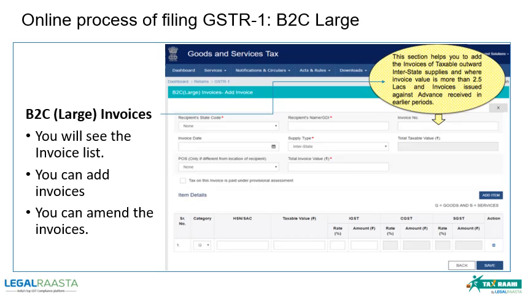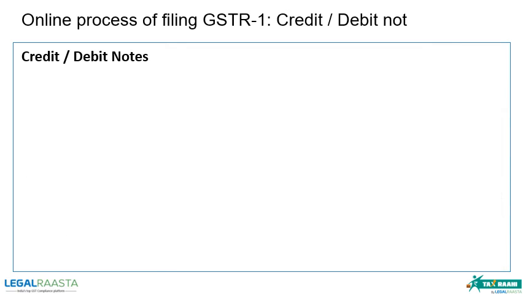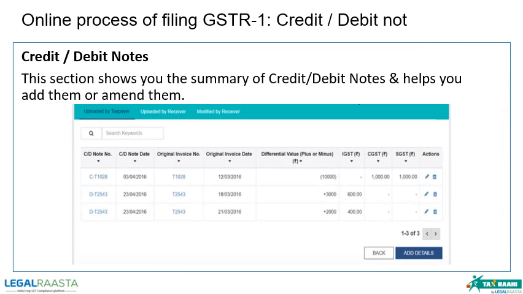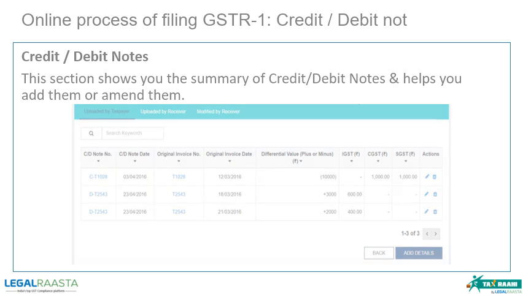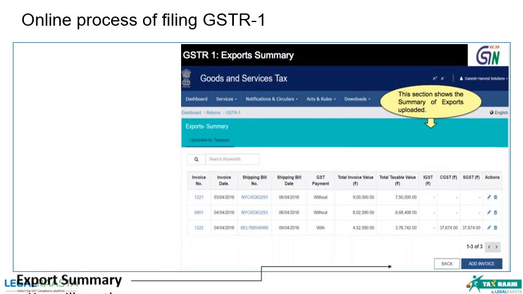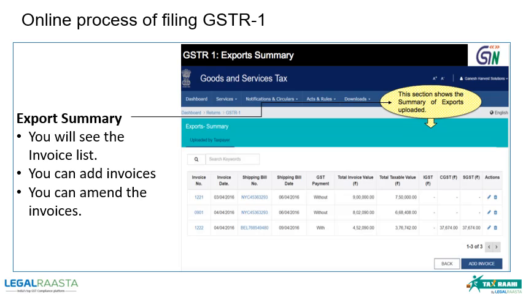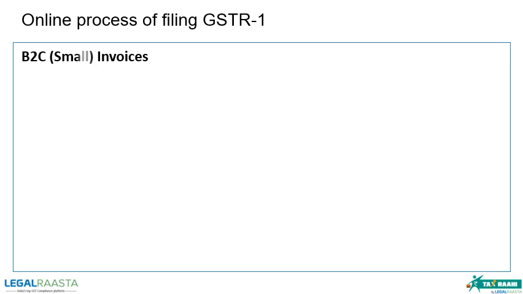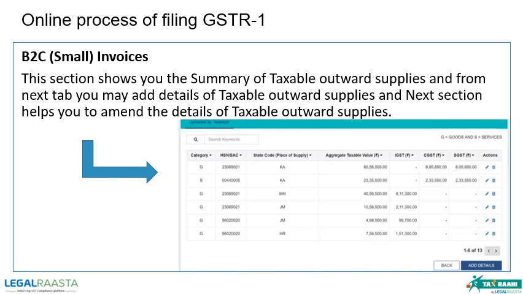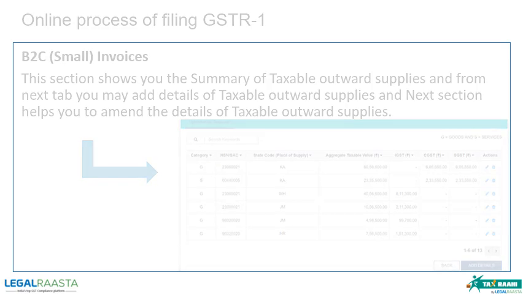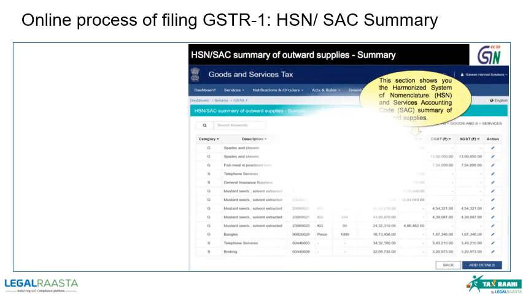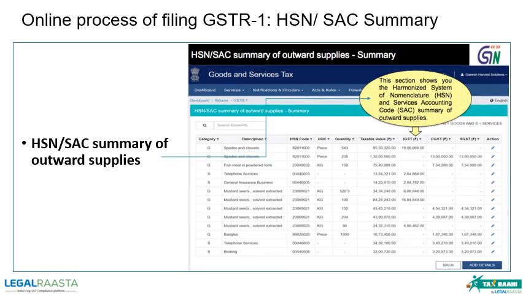the invoices. In the Credit Debit Notes section, you can see the summary of the notes and even add or amend them. In Export Summary also, the invoice list will be shown where you can add or amend the invoices. In B2C small invoices, you can see the summary of taxable outward supplies and can also add or amend the details of the taxable outward supplies. At last, details of the HSN SAC summary of outward supplies are given.